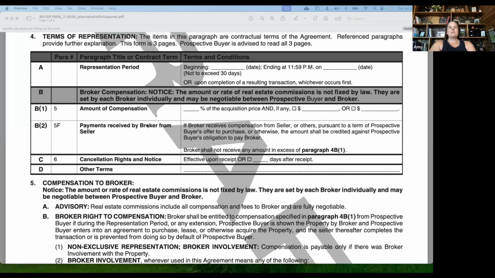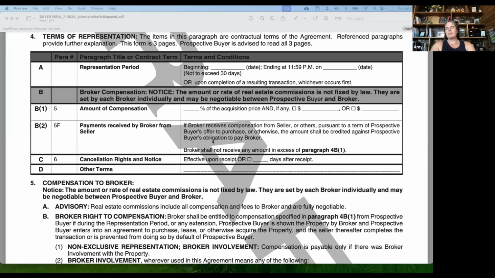B2 is payments received by broker from seller. If broker receives compensation from seller or others pursuant to a term of prospective buyer's offer to purchase or otherwise, the amount shall be credited against the prospective buyer's obligation to pay broker. Broker shall not receive any amount in excess of paragraph 4B1. So same statement that was on the BRBC.